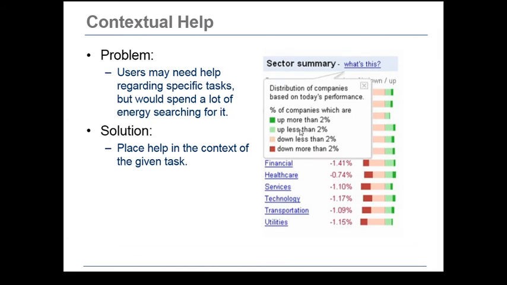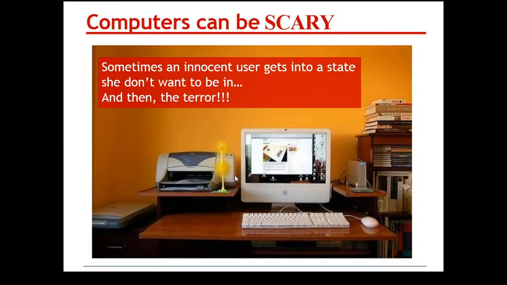What is contextual help? What is the problem with contextual help? The user may need help regarding a specific task, but would spend a lot of energy searching for it. So we will see in this particular diagram, suppose the user wants to take help whenever he is using this particular page, but he struggles at that moment. So he can't find a particular solution. So what is the solution for this? Place help in the context of the given task.